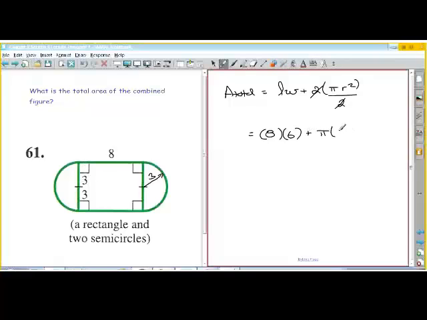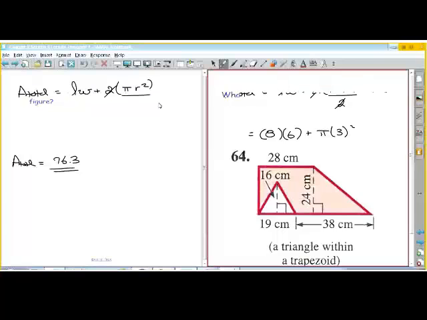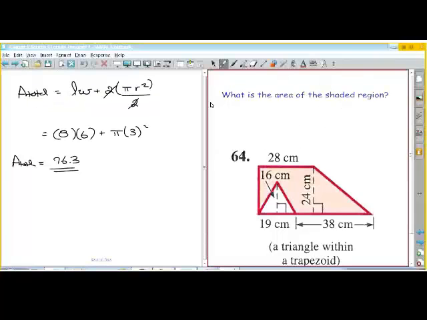And then we have pi times the radius, which is 3 squared. And to that point, because we're mixing pi with no pi, we have to do that in decimal form. So 6 times 8 plus pi times 3 squared. And we get the total area is 76.3 units, rounded off to 1 decimal point. Okay, so those were adding things together.